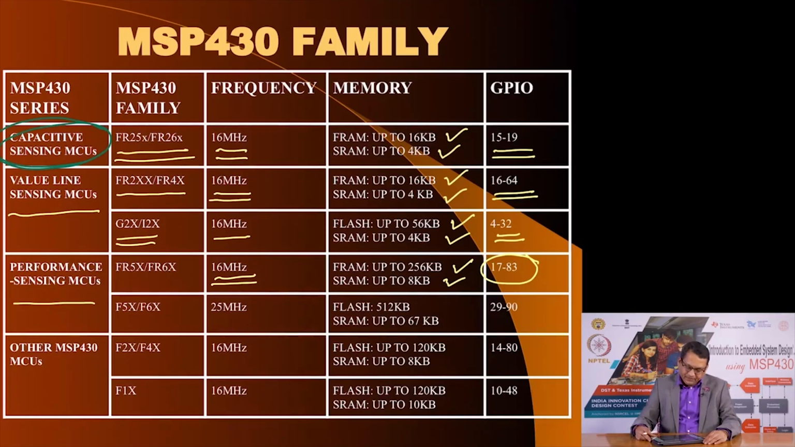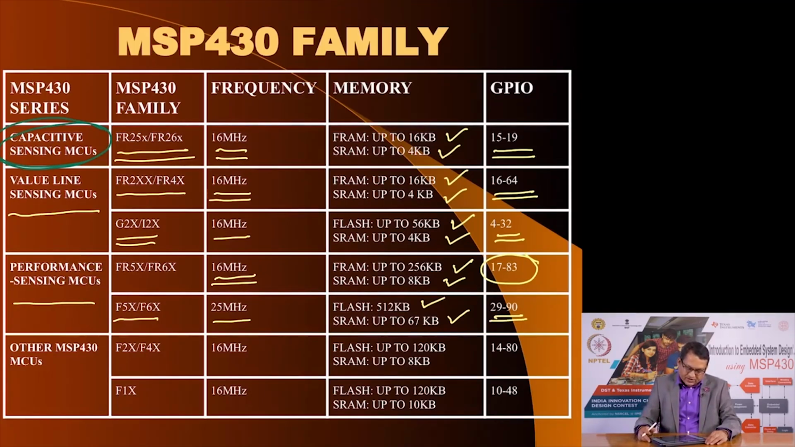The second series, the F5 F6X, operates up to 25 megahertz, and it has flash memory, not FRAM, for the program memory, and you can have up to 512 kilobytes. It has SRAM up to 67 kilobytes, so it is a huge amount of RAM that is available, and the number of input output pins is again large, 29 to 90 pins you can have.